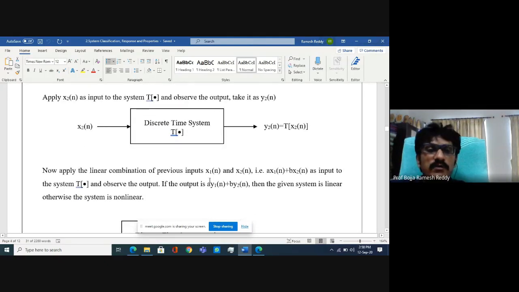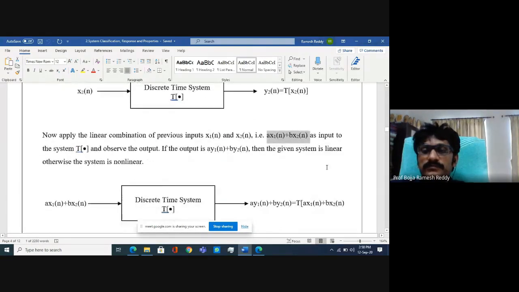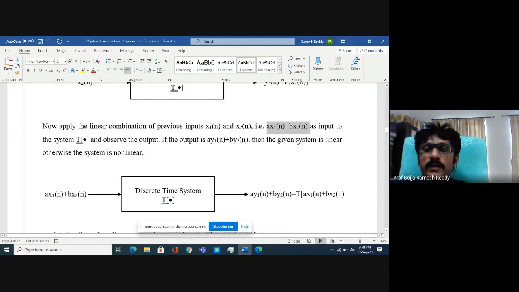Now what we have to do? Apply a linear combination of the previous inputs x1 of n and x2 of n. Linear combination of these two means multiply the first signal with some constant, multiply some other constant with the second signal, and add those two. That is the linear combination. Call it a x1 plus b x2. Now apply the linear combination of previous inputs, that is a x1 of n plus b x2 of n, as input to the same system, and observe the output.